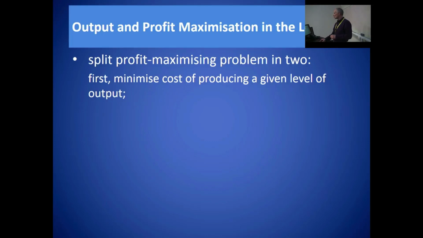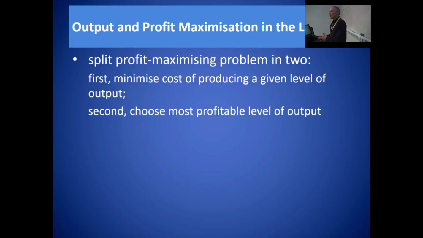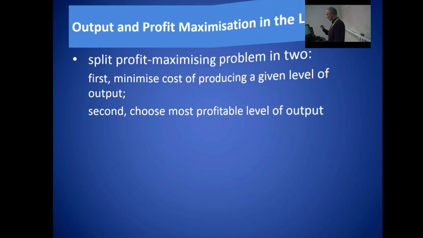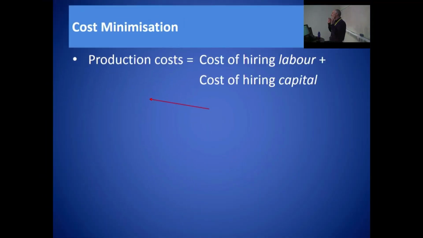And then, once we've identified all of these least cost combination ways of combining factor inputs, we then want to identify the most profitable level of output. So first of all, the first part, cost minimisation. What way does a firm combine labour and capital in the long run to produce output for the least cost? What's the cheapest way of producing any given level of output?